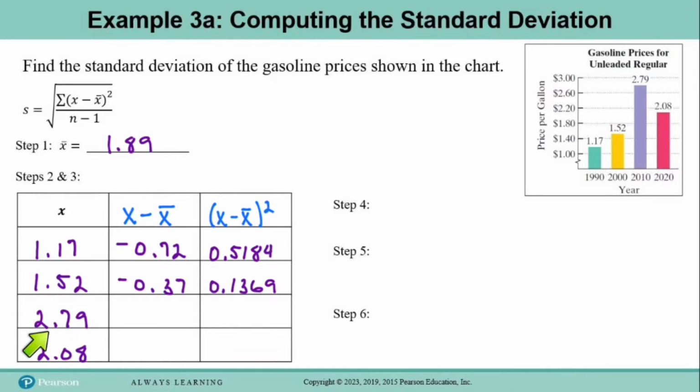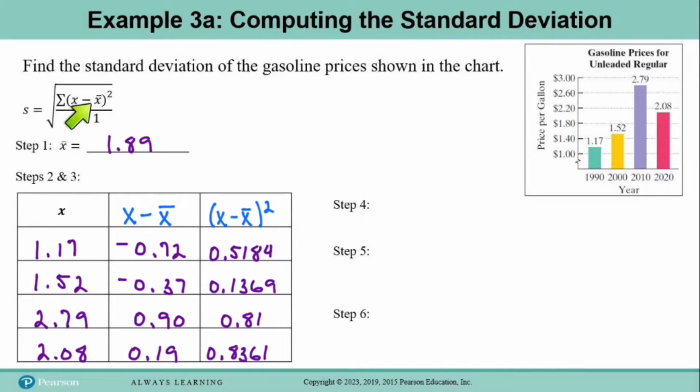And then for the third one, 2.79 minus 1.89 will give you 0.90. Square this value and you'll get 0.81. And then finally 2.08 minus 1.89 will give you 0.19. Square that value and you'll get 0.0361. So here is step 2 and step 3 finished.